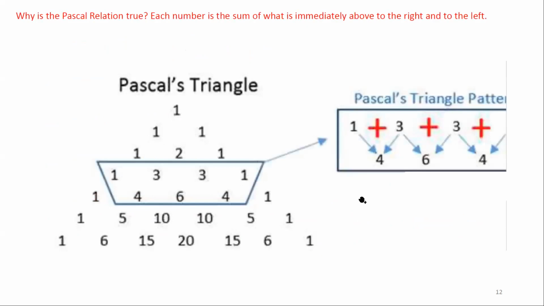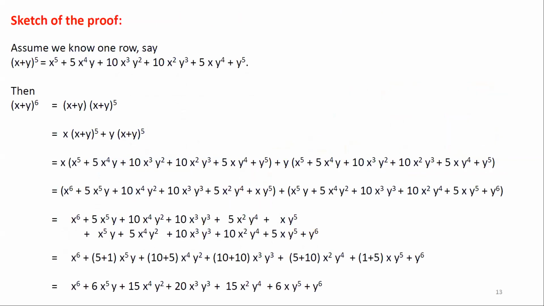And so why is the Pascal relation true? Each number, as I said, is the sum of the number immediately above to the right and to the left. So 4 was 1 plus 3, 15 is 10 plus 5. Why is this true? I'm going to just sketch the proof. We're not going to prove it rigorously, but let's assume we know the 5th row of Pascal's triangle. So let's assume we know what x plus y to the 5th is.